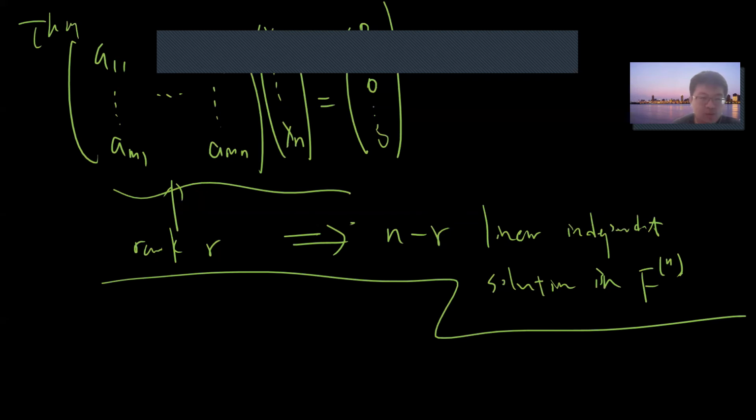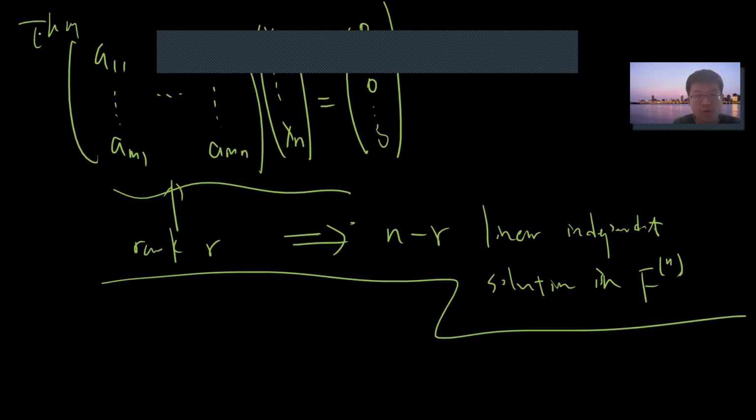So basically, you got some linear system of rank R, and you are proving that there are n minus R linear independent solutions in the vector space. Well, this is basically a high school result, right? But how do you actually prove it? Suppose I get such a system. Let's see.